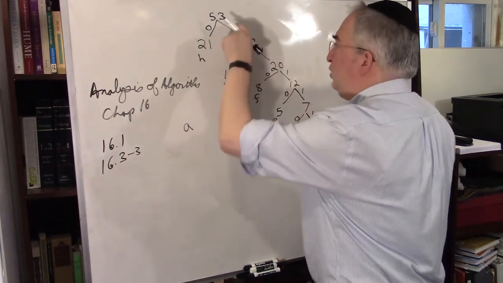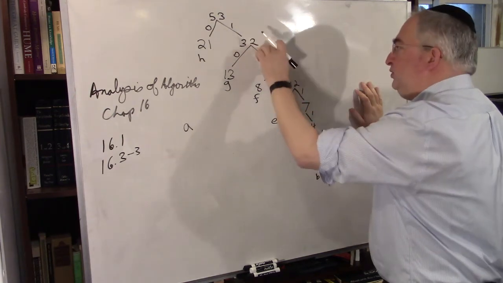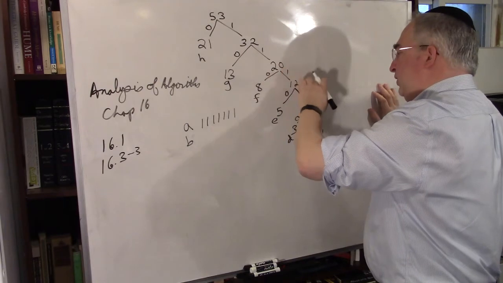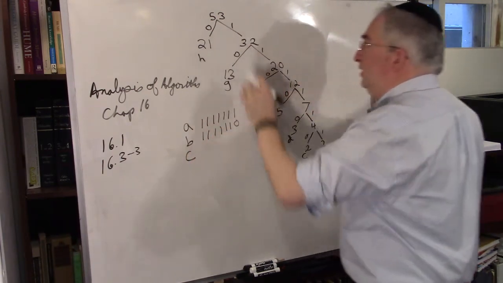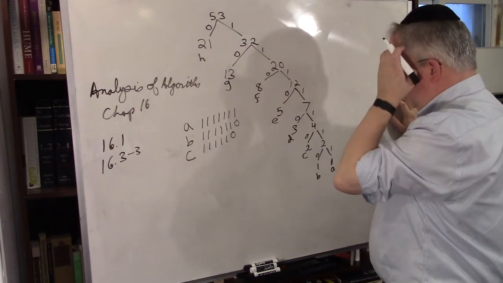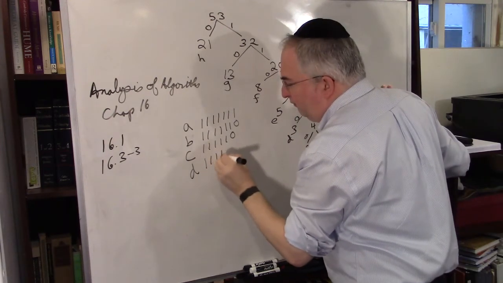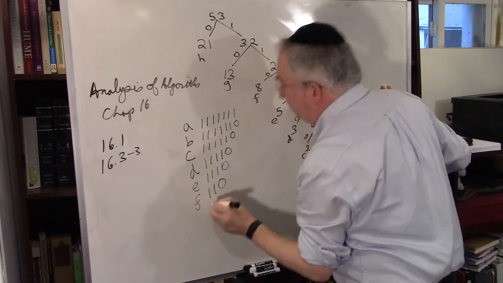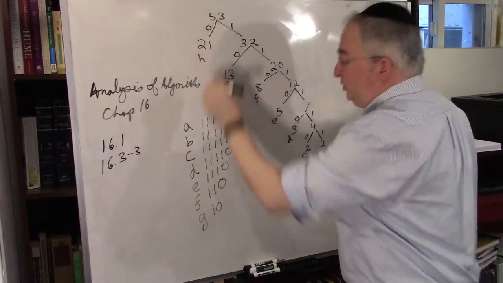A is 1, 1, 1, 1, 1, 1, 1, that is seven 1s. B is six 1s and then 0. C is five 1s and then 0. D is four 1s and then 0. E is three 1s and then 0. F is two 1s and then 0, which is 1, 1, 0. G is 1, 0, and H is just 0.